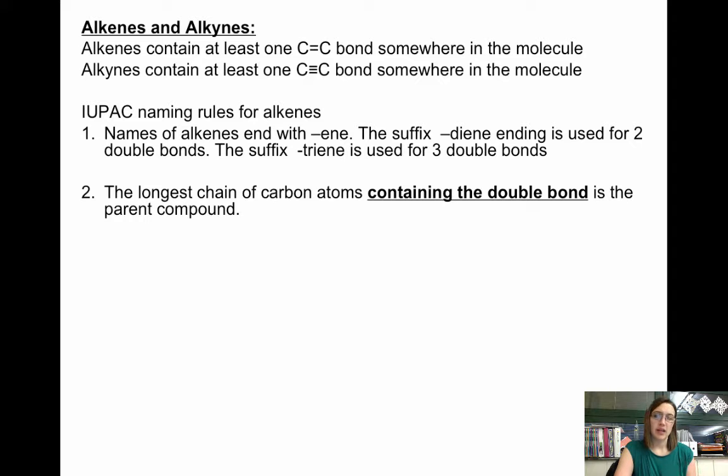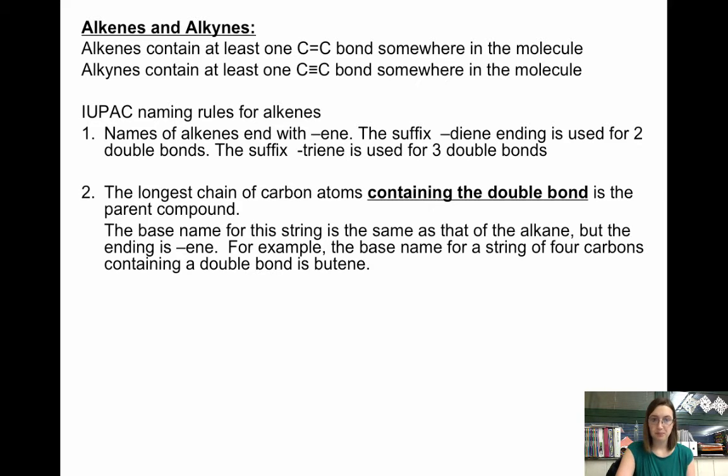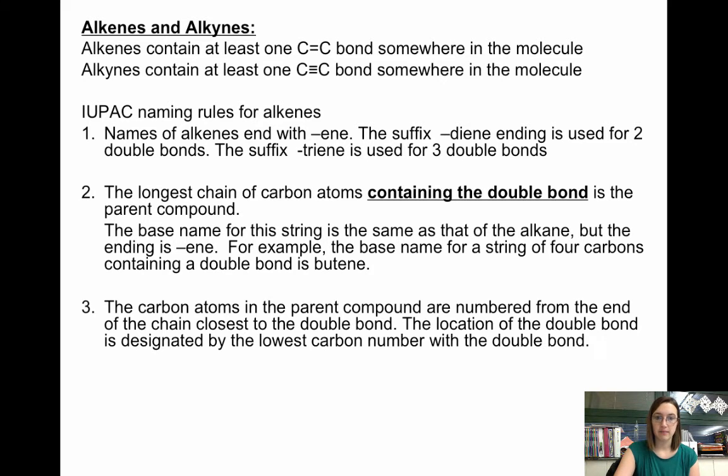Now, as you're naming, when you're looking at finding your parent chain, the longest continuous chain of carbon atoms that contains the double bond is the parent compound. Sometimes it's a little bit easier because if you see a double bond, that's going to be your parent compound. Then the base name is the same as that of the alkane: methane, ethane, propane, butane, and so on, but instead your ending is ene.